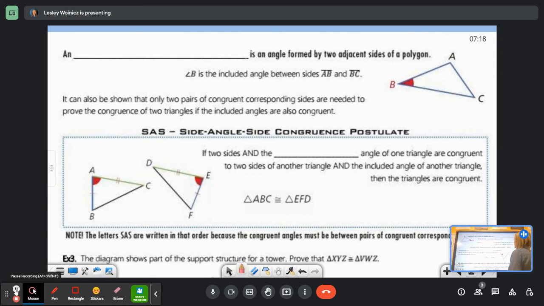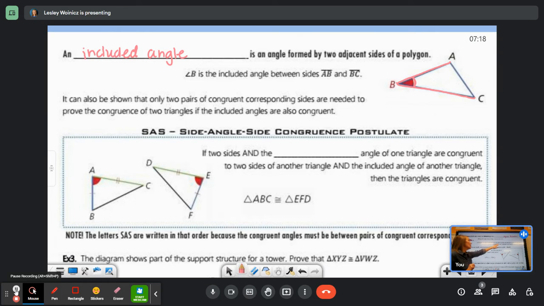Okay, we're back. So we're ready to talk about another congruence postulate. So we have to know this: an included angle. An included angle is an angle formed by two adjacent sides of a polygon. So for example, if I look at sides AB and BC here, the included angle is angle B. That kind of makes sense. They make a little trio.